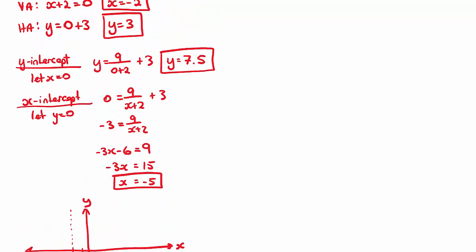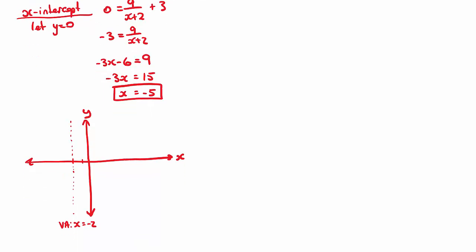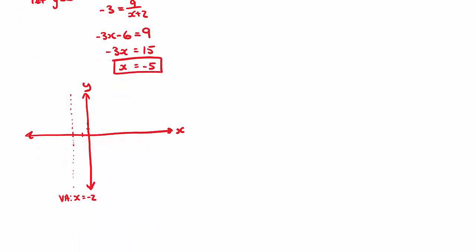Now our horizontal asymptote was when y is equal to 3. So y is equal to 1, 2, and 3. So if we extend that, that is our horizontal asymptote when y is equal to 3.